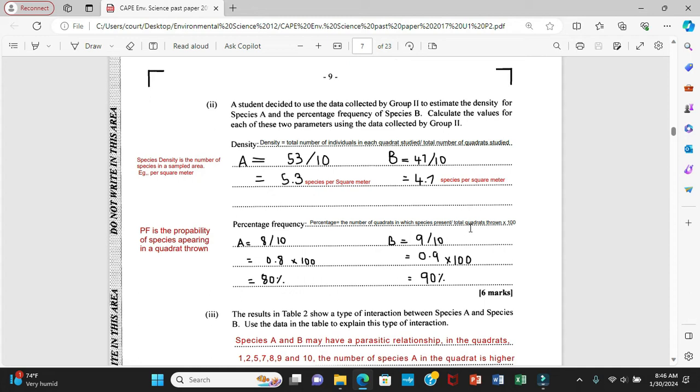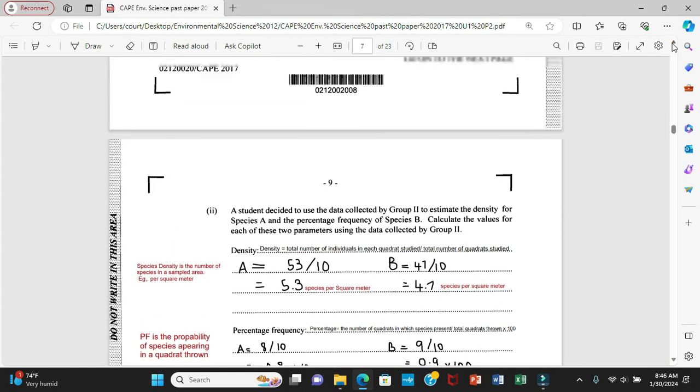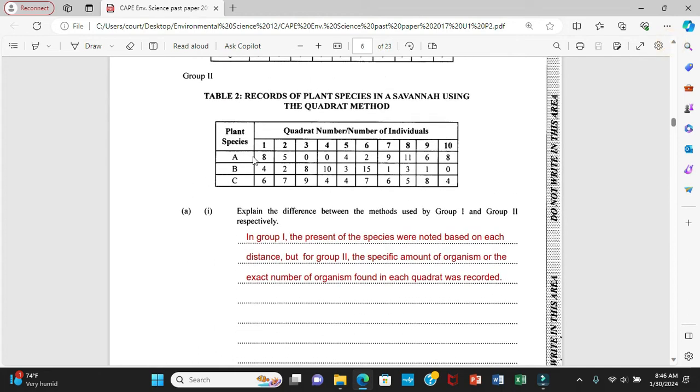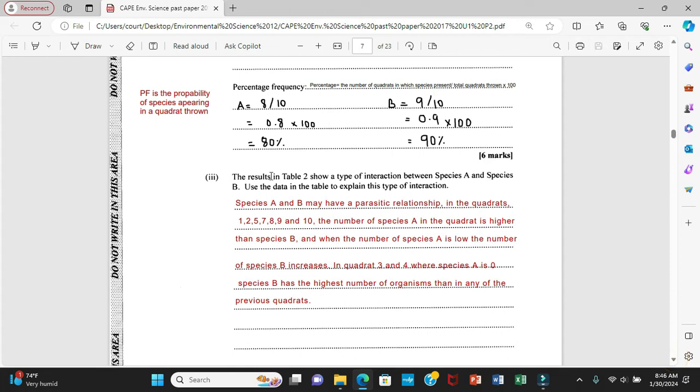What we know so far is that the total quadrats thrown is 10. How many times was species A present in the 10 throws? Let's look at species A. It was present here, present there, present 8 times. It wasn't present in the 3rd throw or the 4th throw. So 8 times it was present. So you will have 8 divided by 10, times 100, which is 80%. So 80% of the time you throw the quadrat, you're expected to see species A appearing.